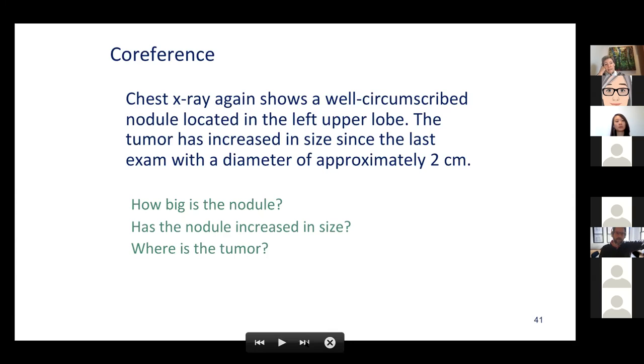The first sentence says there's a nodule in the left upper lobe. And I asked you how big the nodule is, and the sentence talking about the nodule doesn't even say anything about the size. So why did you say it's 2 centimeters when it says nothing about the size of the nodule? Well, the reference to the diameter of approximately 2 centimeters implies to me that the well-circumscribed nodule described in the left upper lobe is the context by which that sentence applies.